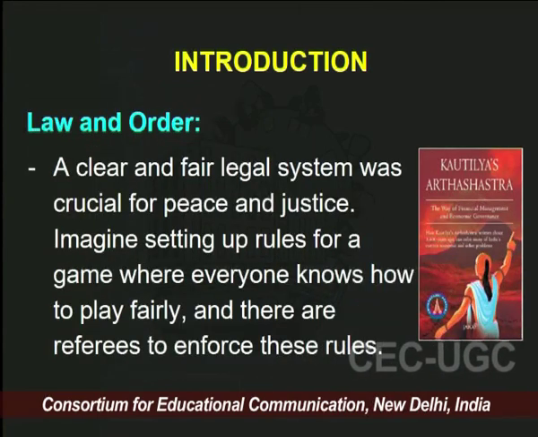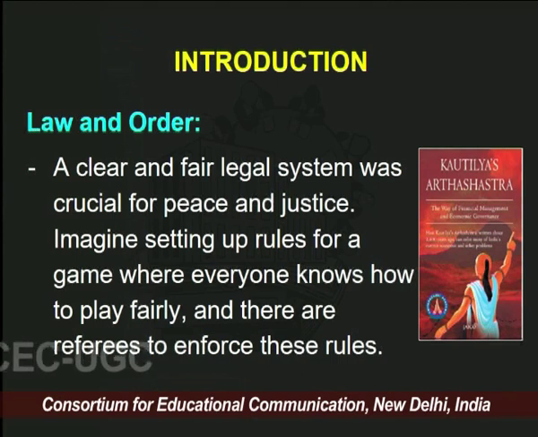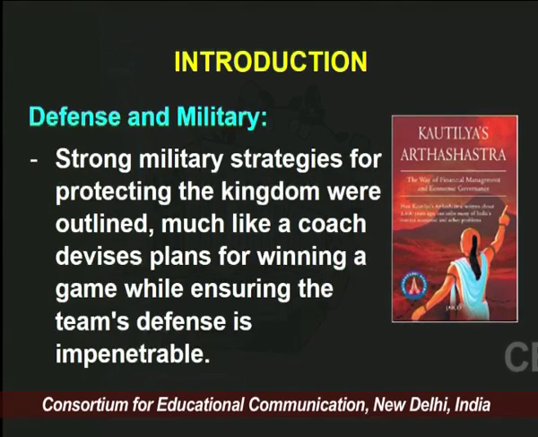The next feature of Kautilya Arthashastra model of corporate governance is law and order. A clear and fair legal system was very crucial for peace and justice. Imagine setting up the rules for a game where everyone knows how to play fairly, and there are referees to enforce these rules. The next is defense and military. Strong military strategies for protecting the kingdom were outlined, much like a coach devises a plan for winning a game while ensuring the team's defense is impenetrable.